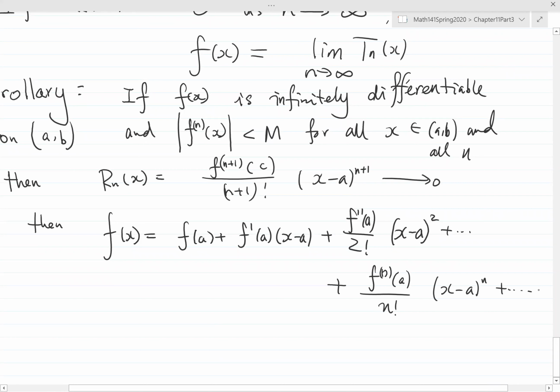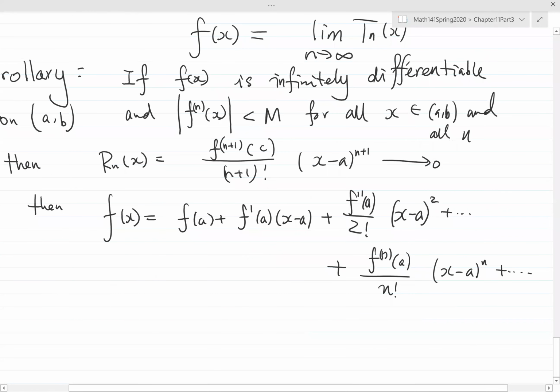Taylor series. We call the right side the Taylor series for the function f, for f(x).